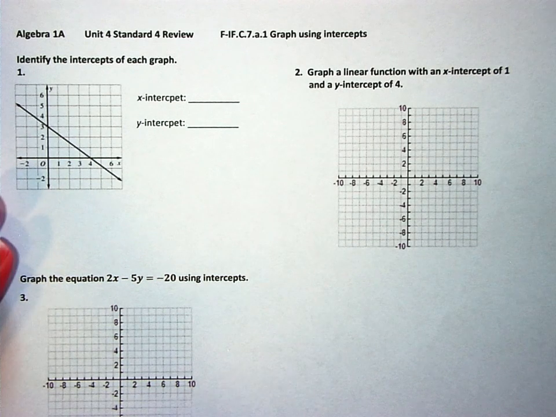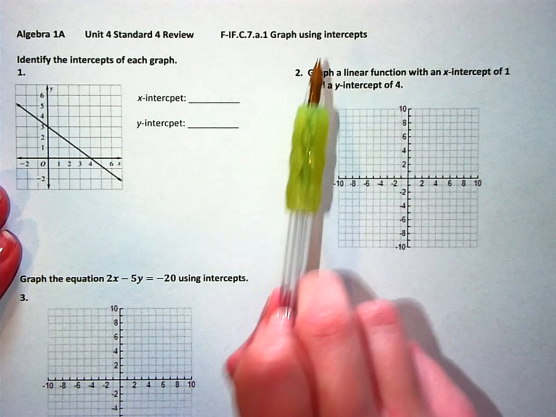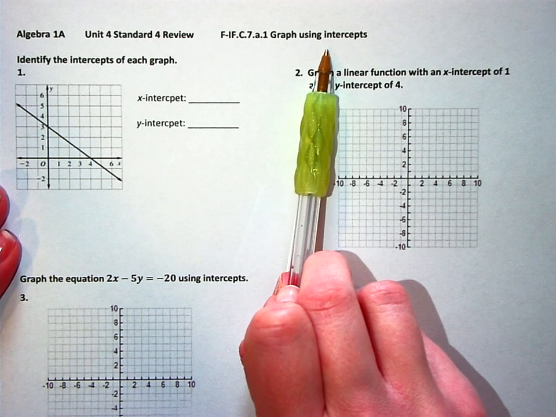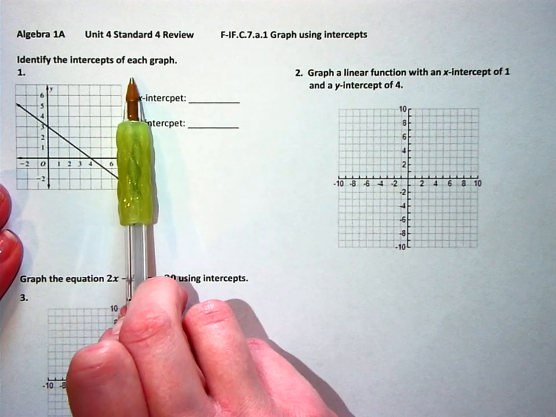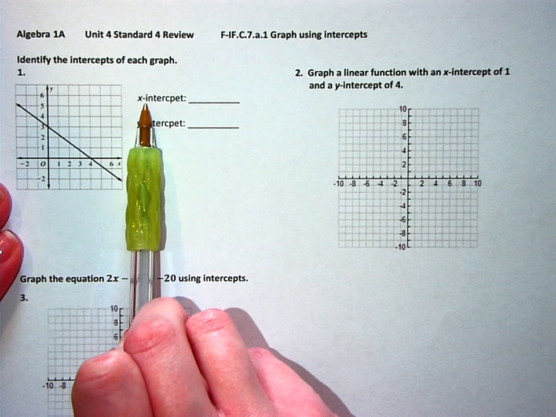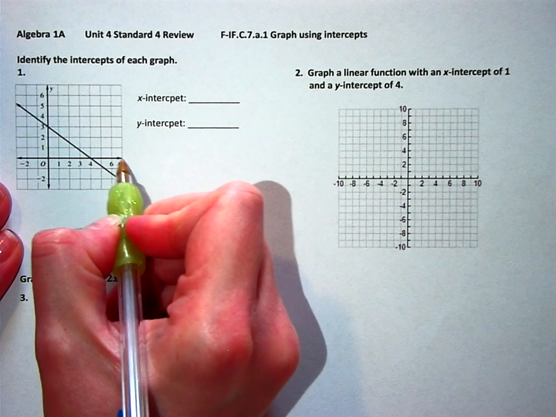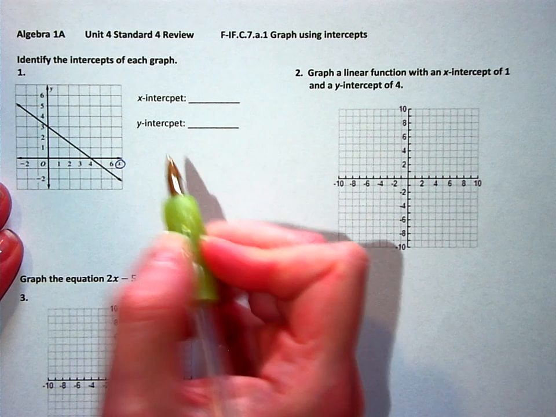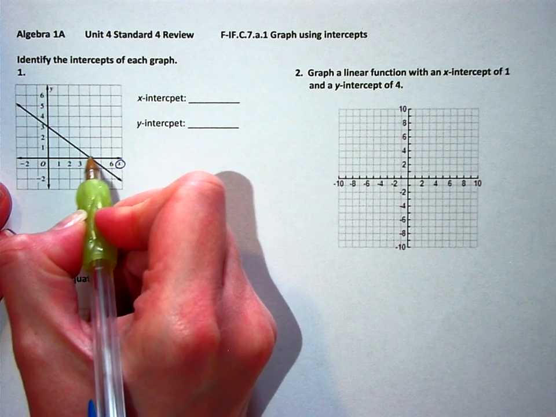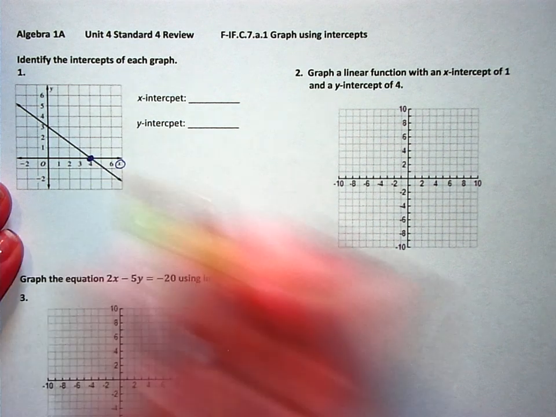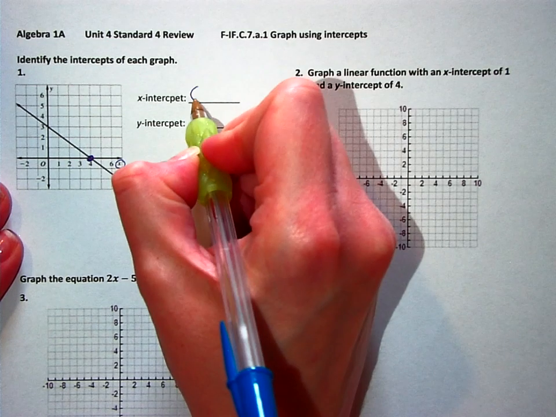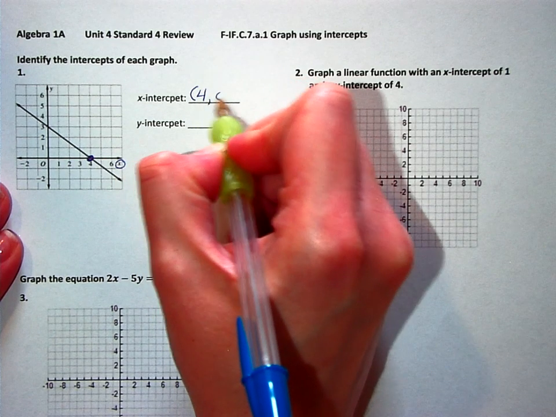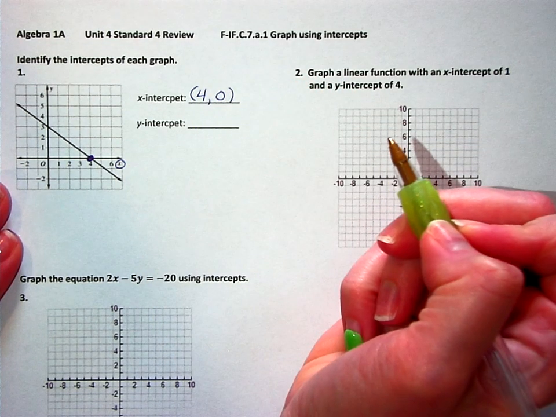This is Unit 4, Standard 4, graph using intercepts. Number 1, identify the intercepts of each graph. So your x-intercept is going to be on your x-axis. Here our line crosses when the x value is 4. So our x-intercept, x is 4, when y was 0.